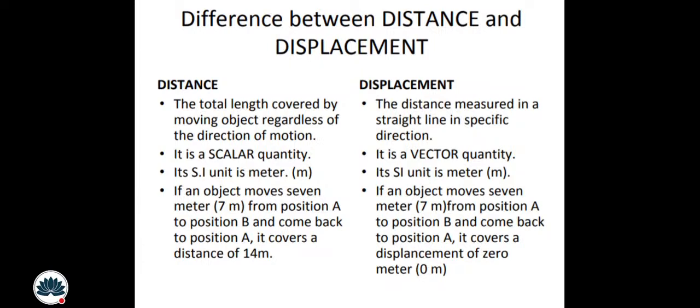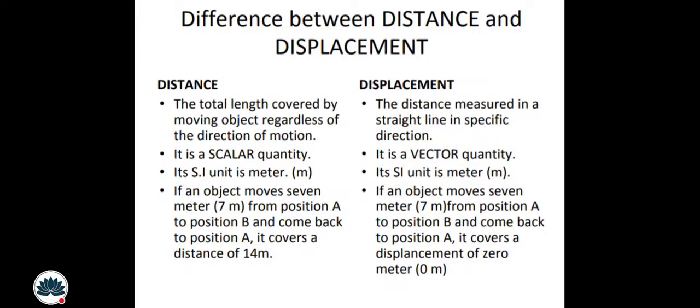This is the similarity. If an object moves 7 meter from position A to B and comes back to position A, it covers a distance of 14 meter. Obviously, we just sum up the 7 meter, doubled up. The displacement is the distance measured in a straight line in a specific direction. Is it a vector quantity and the SI unit is meter?